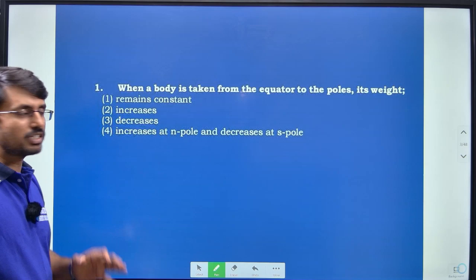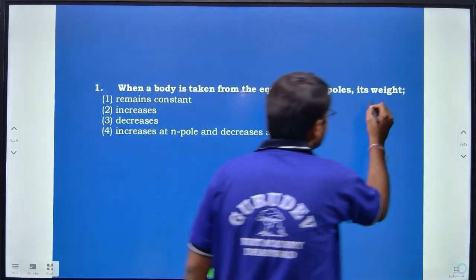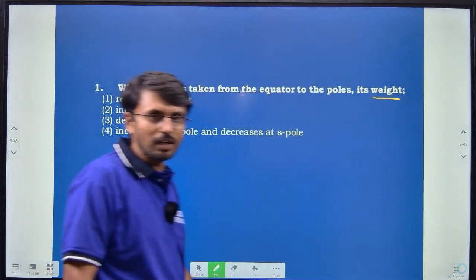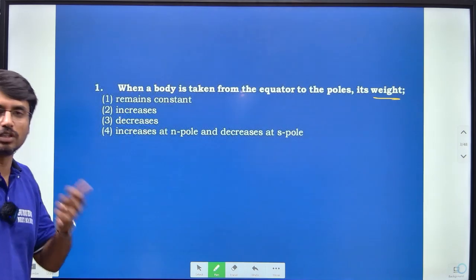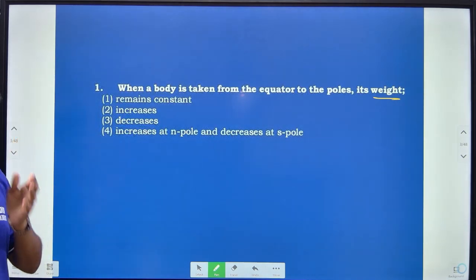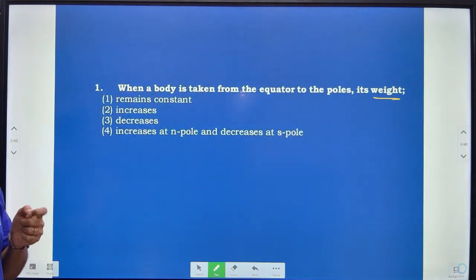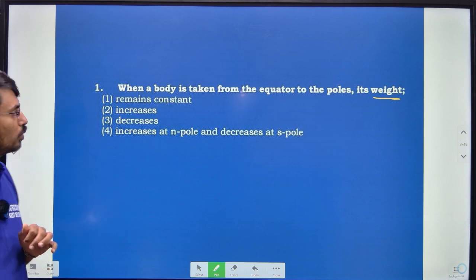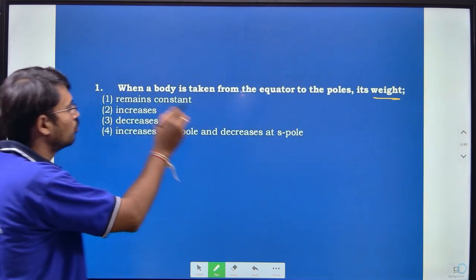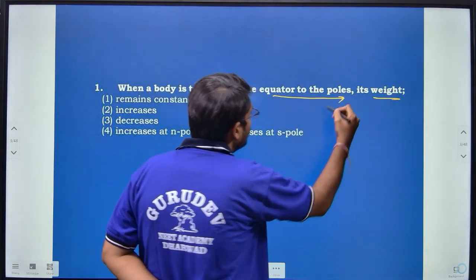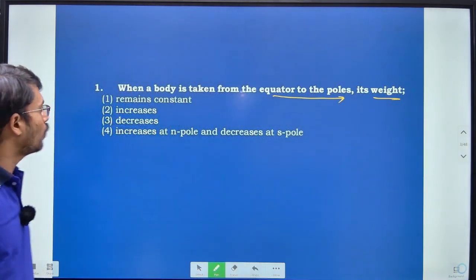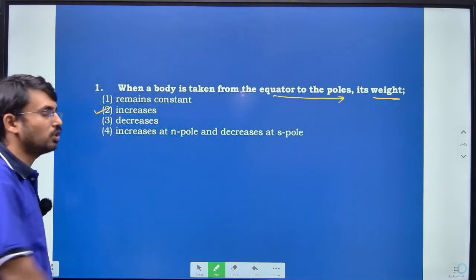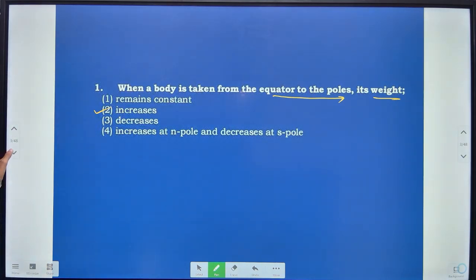First we should remember the equation for weight. Weight is the gravitational force acting on the body, given by m into g, where g is the acceleration due to gravity, which is maximum at the pole and minimum at the equator. So if we are moving from the equator to the pole, weight increases. So option 2 is the right answer.